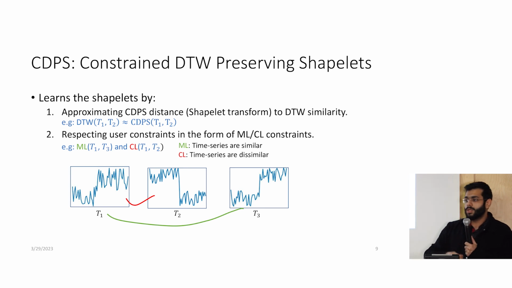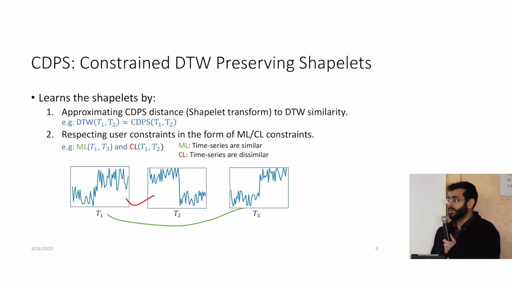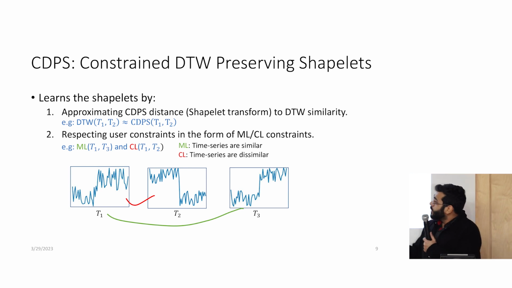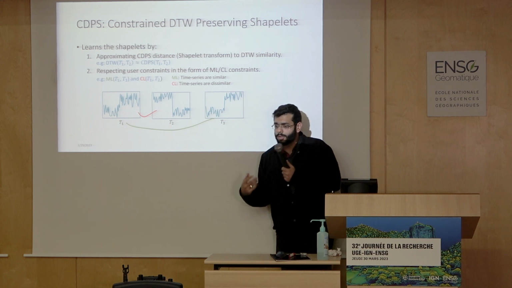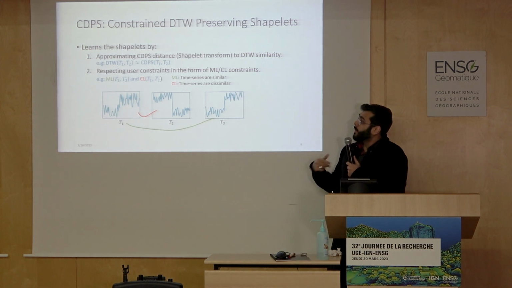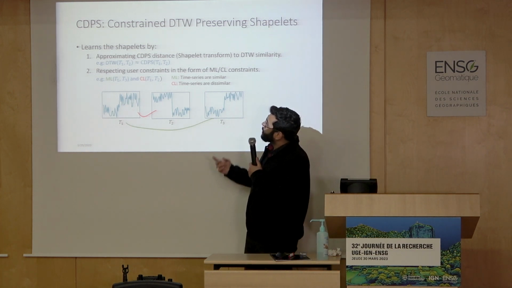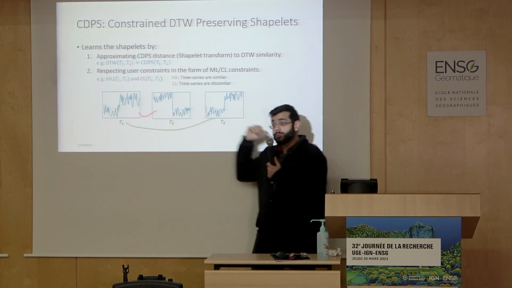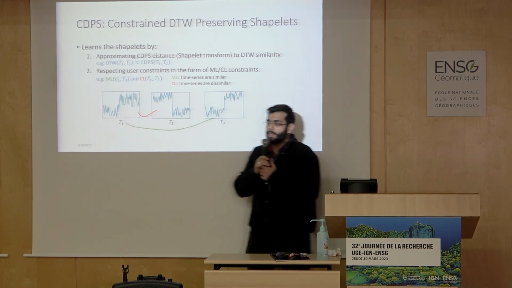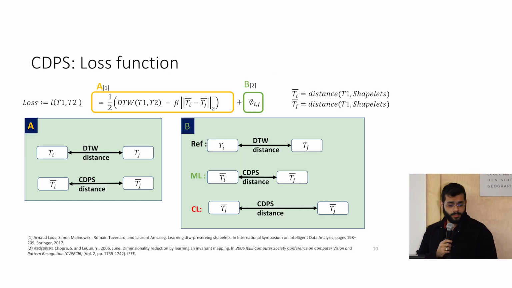So instead of using constraints for clustering purposes, we use constraints for learning the representation. The expert will say two time series are similar, or two time series are dissimilar, and in doing so, he will guide the learning of the representation. And the second aim is to approximate the distance between the time series in the transformed space to that of the DTW distance. So this is the first contribution.